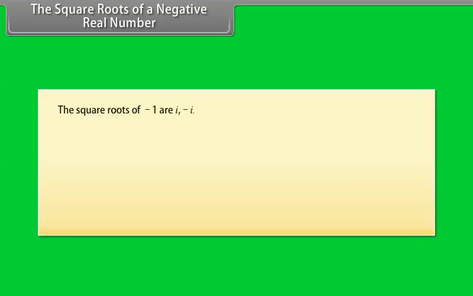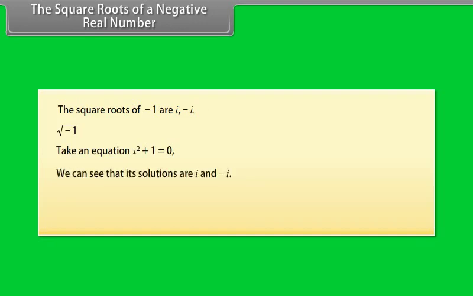The square roots of a negative real number. The square roots of minus 1 are iota and minus iota. This symbol means iota. Take the equation x square plus 1 is equal to 0. We can see that its solutions are iota and minus iota. In general, for a positive real number a, square root of minus a is equal to square root of a into square root of minus 1, which is equal to square root of a into iota.